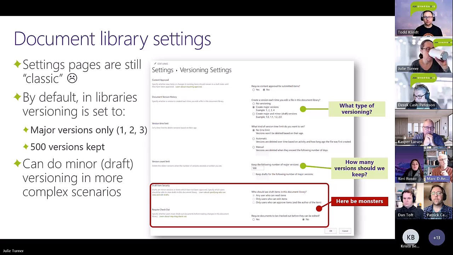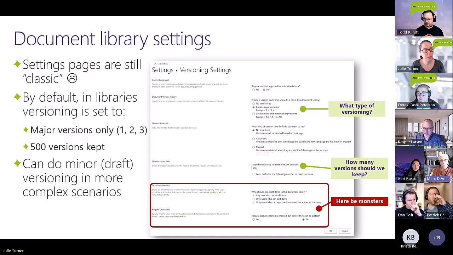There's the version count limit. How many versions do you want to keep of any given object? It could be a list item, or a file in a library. The default is 500, and the default is also only major versions. I wouldn't suggest you change any of that unless you have specific reasons to.